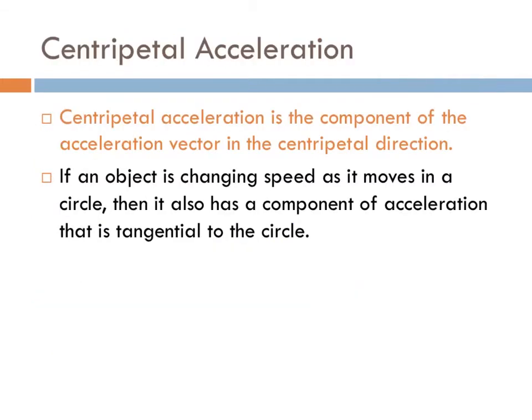Now remember, centripetal acceleration is the component of the acceleration, because remember, acceleration is a vector. It's a component of the acceleration vector in the centripetal direction. So, if an object is changing speed as it moves in a circle, then it also has a component of acceleration that is tangential to the circle. In the situations we'll see for right now, we're looking at a constant speed moving around a circle. But let's say we were not moving at a constant speed and we're actually speeding up. Then I would have a tangential acceleration as well as a centripetal.